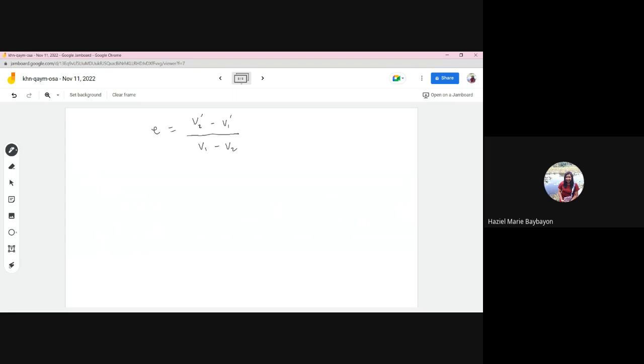Is this correct? Yes, ma'am. Okay. So we will equate this to 1, since for elastic collision, e is equal to 1. So we have e = 1 = (V2' - V1') / (V1 - V2). Therefore, we move it to the right-hand side of the equation. We just cross-multiply, so 1 multiplied by this, you have V1 - V2 = V2' - V1'. Okay, so this will be the equation that we will be using to avoid using the quadratic equation.